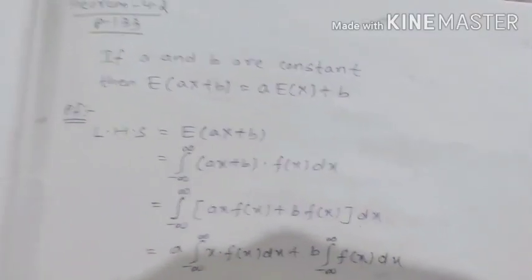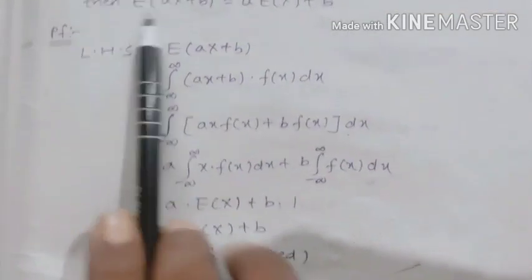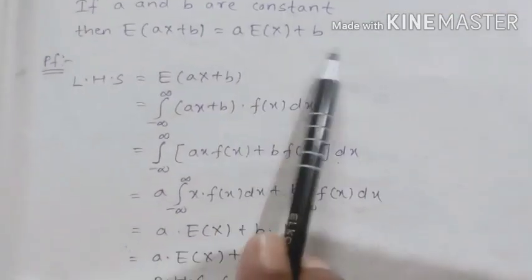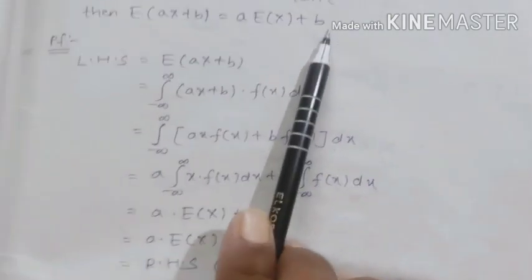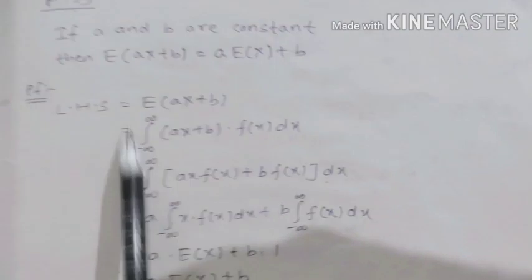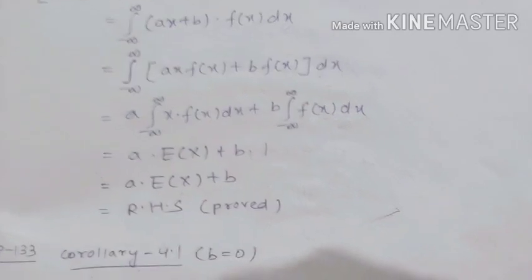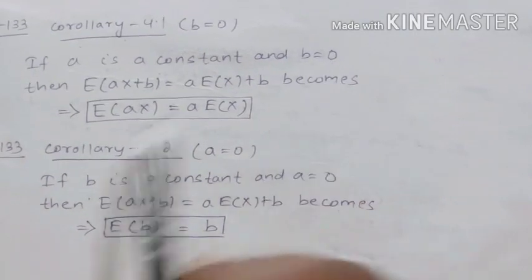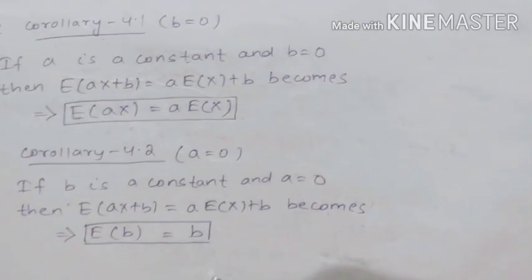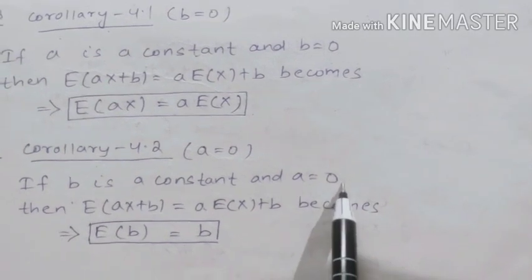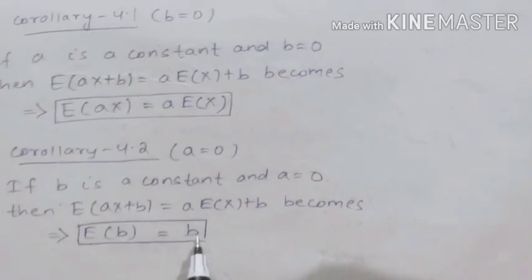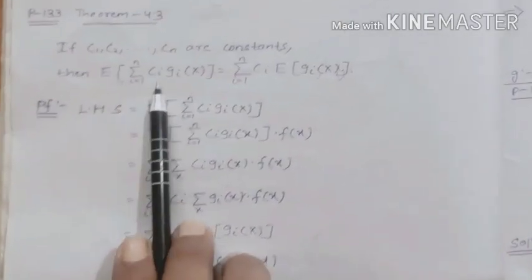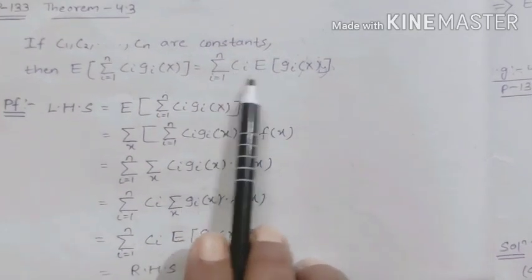In this connection, there is a very important theorem: E of ax plus b equals a times E of x plus b, where a is a constant and b is also a constant. The proof is very simple. Take the left-hand side and the answer is a times E of x plus b. Similarly, suppose b is 0, then E of ax is a times E of x. And suppose a is 0, so E of b equals b. Very simple, very important formula: E of b equals b for constants. So E of c times g of x equals the summation of c times E of g of x.